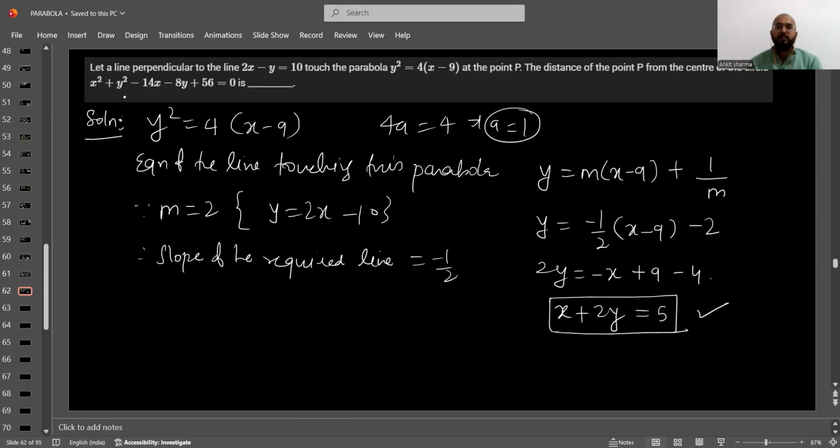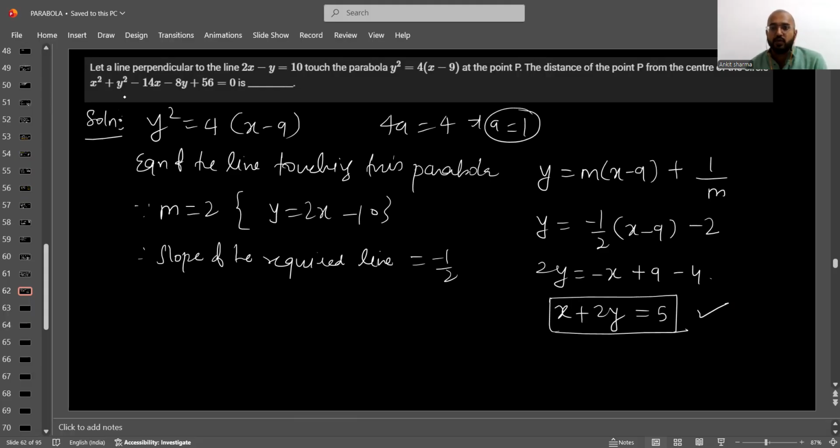Now it touches the parabola at the point P. That means I also need the point of contact. For the point of contact, we can just plug this line into the parabola itself and we get the point P. Once we have the point P, we just need the distance from the center of this circle. We want the distance, so we need both the points. Okay, we'll see what is best for us.